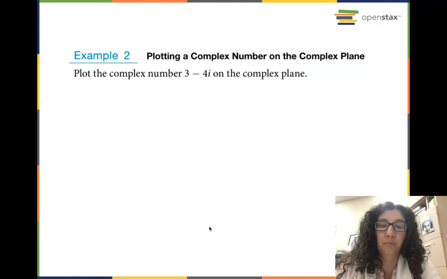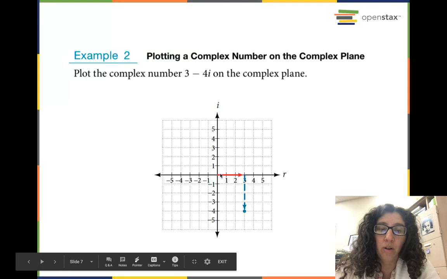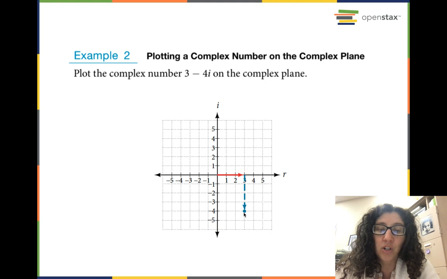All right, so imagine what this would look like. You can draw it on your paper, or just think in your mind. Plot the complex number 3 minus 4i on the complex plane. Well, we go 3 units along the real axis and 4 units down on the imaginary axis, and we would plot our complex number right there.